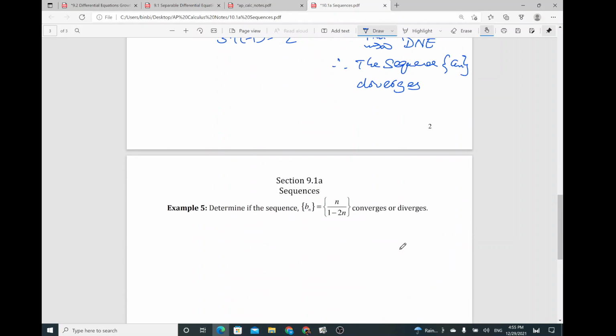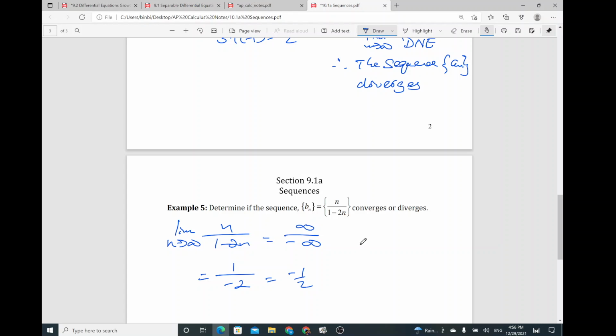But what about this one here? b sub n equals n over 1 minus 2n. Take the limit as n approaches infinity. To find the limit, we can consider the end behavior, or use L'Hopital's rule, because this one is like infinity over negative infinity, an indeterminate form. So take the derivative of the top and the bottom, and we get 1 over negative 2, so negative 1 half. So the limit exists.